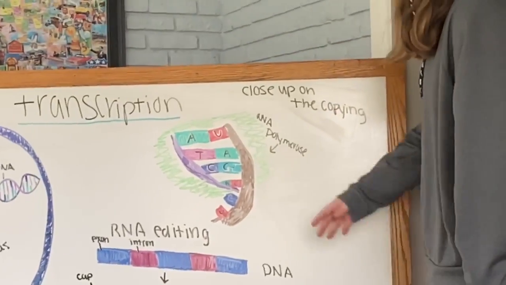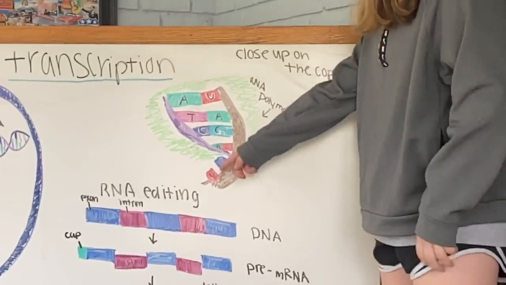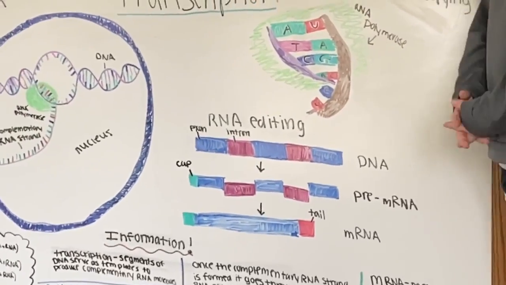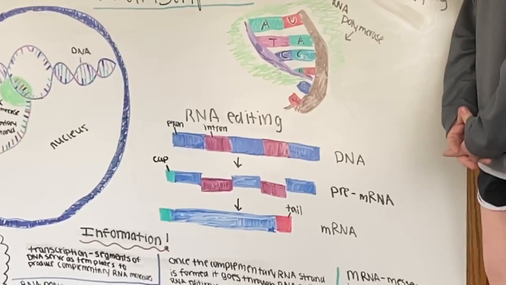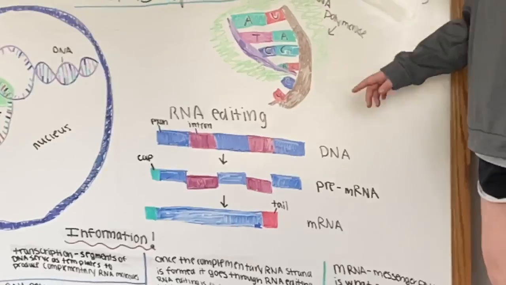RNA. After it goes through this process and the complementary RNA strand is made, it goes through RNA editing, which is taking out the unwanted parts, which are called introns, and leaving in the wanted parts, which are exons.